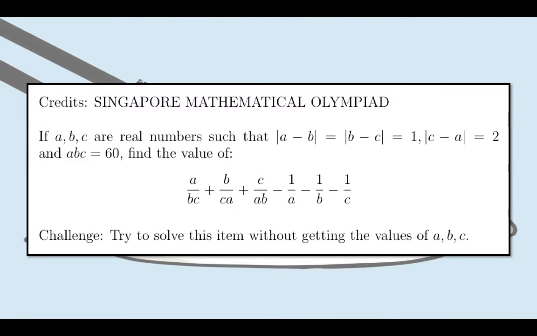Let's try to answer an item from the Singapore Mathematical Olympiad. If A, B, and C are real numbers such that the absolute value of A minus B equals the absolute value of B minus C equals 1, and the absolute value of C minus A equals 2, and A times B times C equals 60, find the value of the given expression: A over BC plus B over CA plus C over AB minus 1 over A minus 1 over B minus 1 over C.